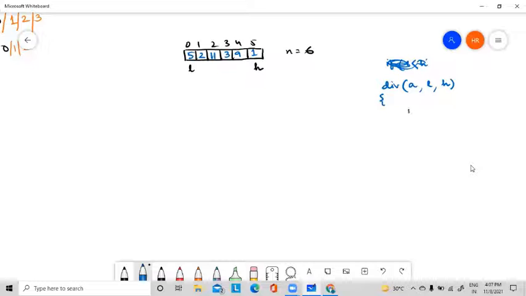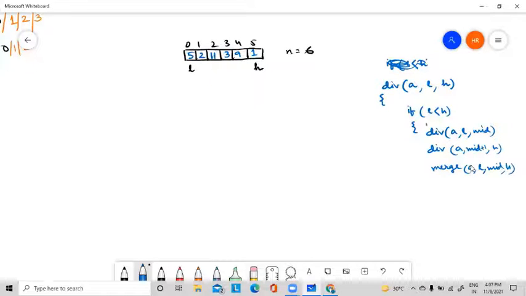Inside the function, if L less than H, it will call the division function for L to mid, another division function from mid plus 1 to H, and then merge A, L, mid and H. Obviously you have to calculate the mid value here, L plus H by 2. So this is the division function, correct?